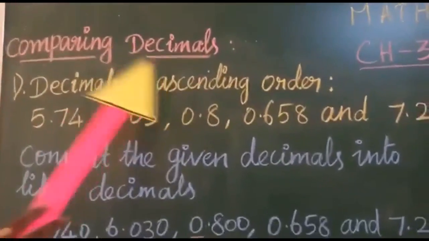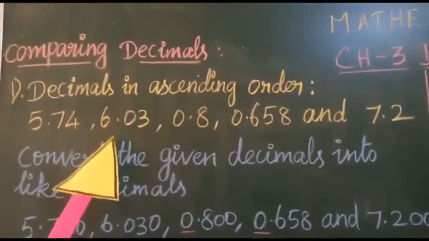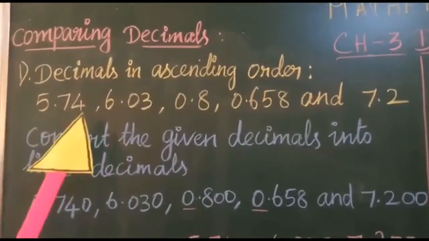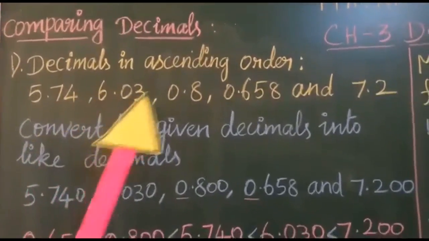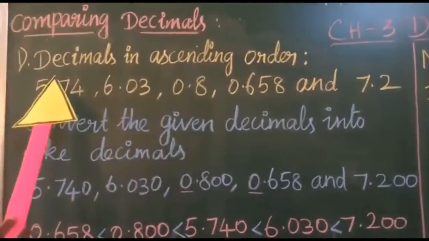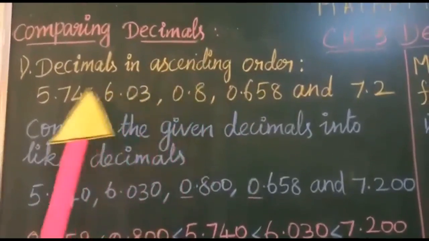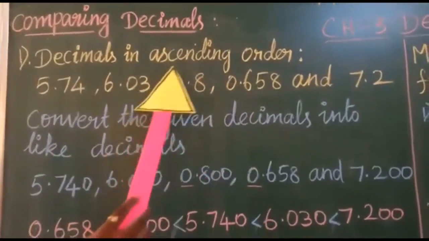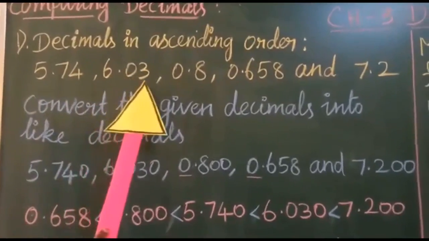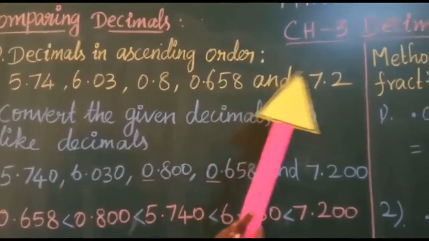Comparing decimals. I already told you how to compare the decimals. We have a certain rule for that also, that we have seen, right? Now we are going to compare the decimals using the numbers. Okay, so how to compare the decimals? Decimals in ascending order. We know that ascending order is from small number to big number. So these are all the decimals: 5.74, 6.03, 0.8, 0.658 and 7.2.